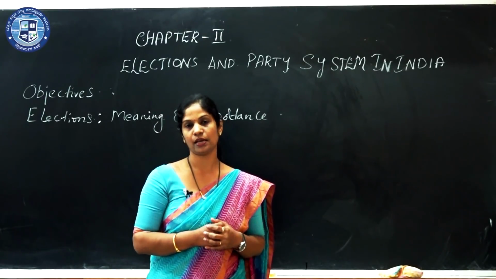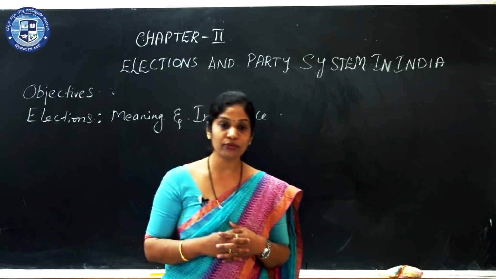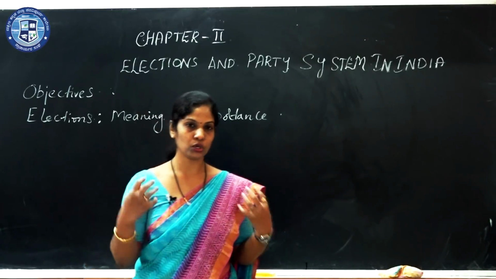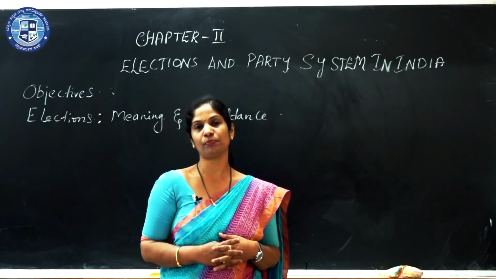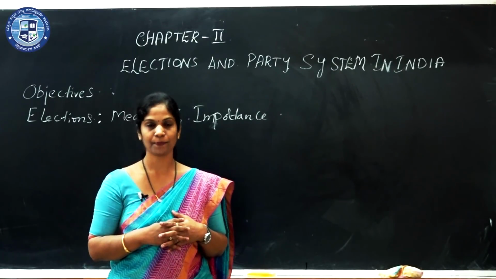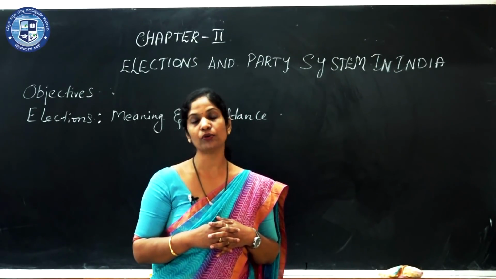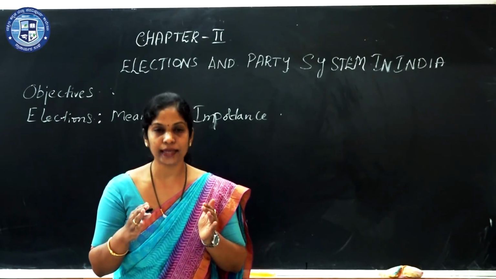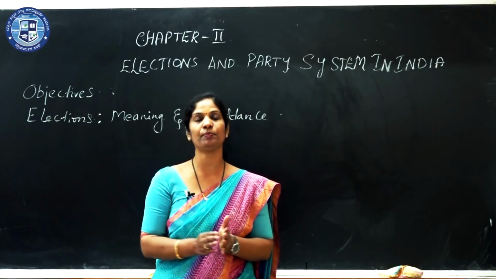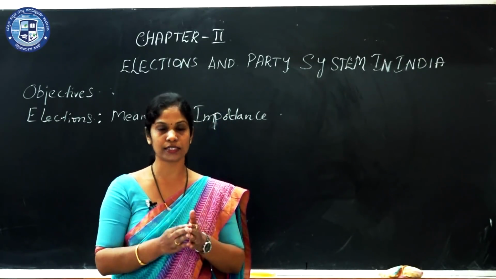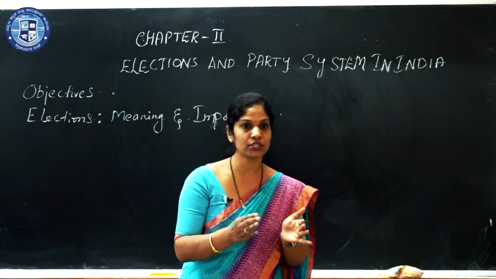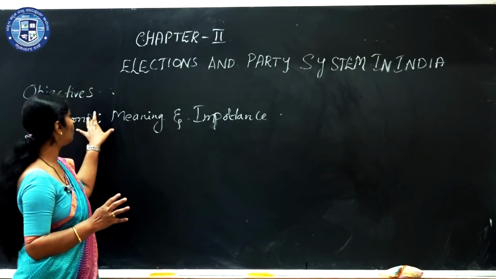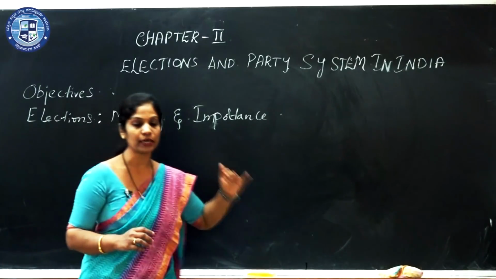And the last one is, of course, nowadays it has become quite familiar, the concept of defection. You may know that defection is taking place all over the country. So here we are also going to focus on what defection actually means and how it can be prevented. Of course, it has to be prevented. What are the various methods, and what is the meaning of disqualification of a member of the legislature? So these are all the learning objectives of this particular chapter.